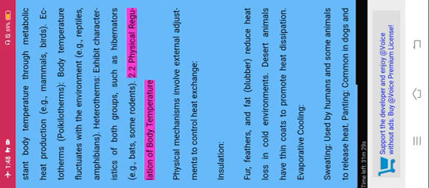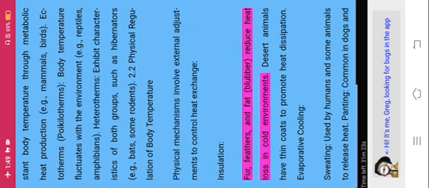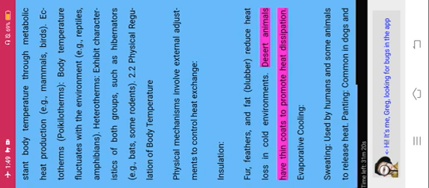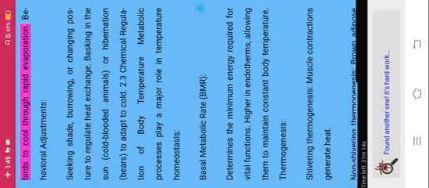2.2 Physical regulation of body temperature. Physical mechanisms involve external adjustments to control heat exchange. Insulation. Fur, feathers, and fat, blubber, reduce heat loss in cold environments. Desert animals have thin coats to promote heat dissipation. Evaporative cooling. Sweating, used by humans and some animals to release heat. Panting, common in dogs and birds to cool through rapid evaporation.